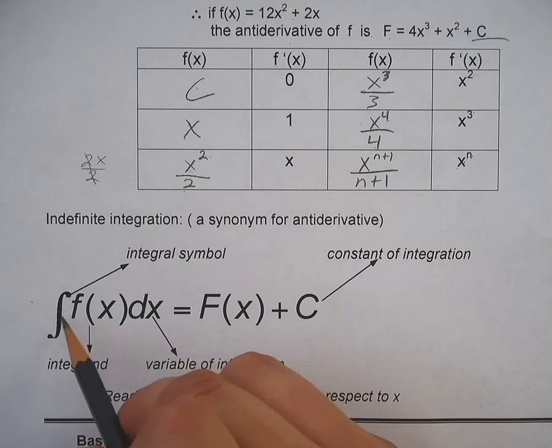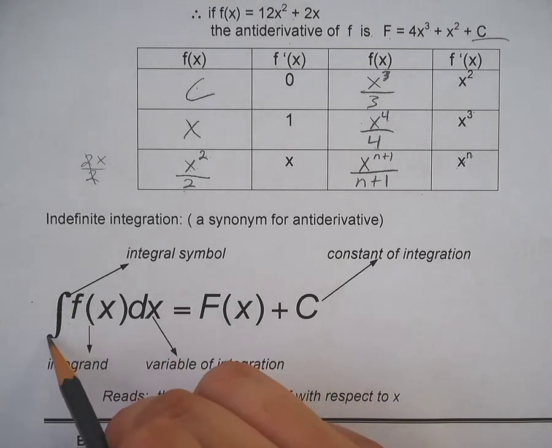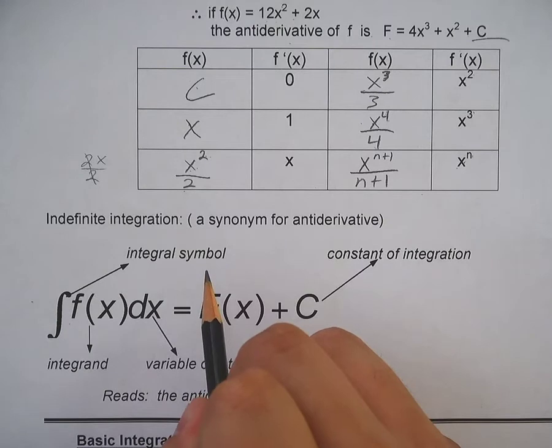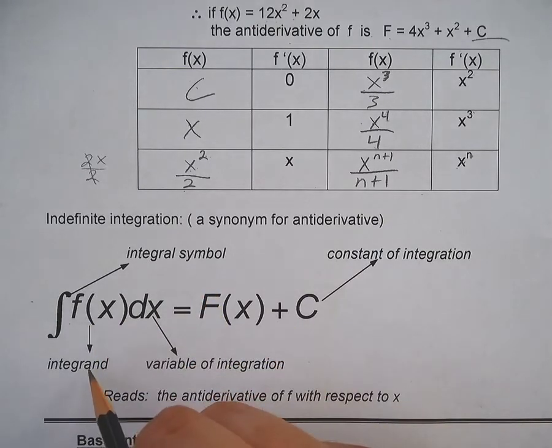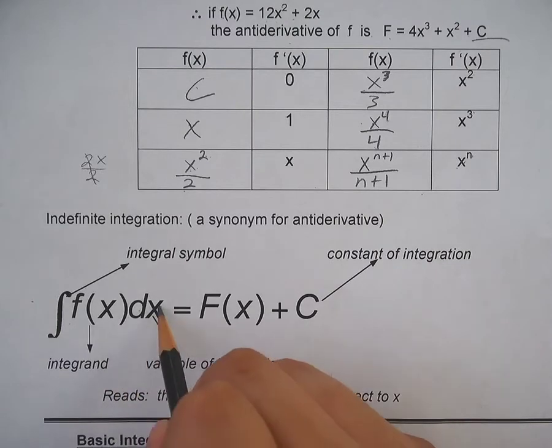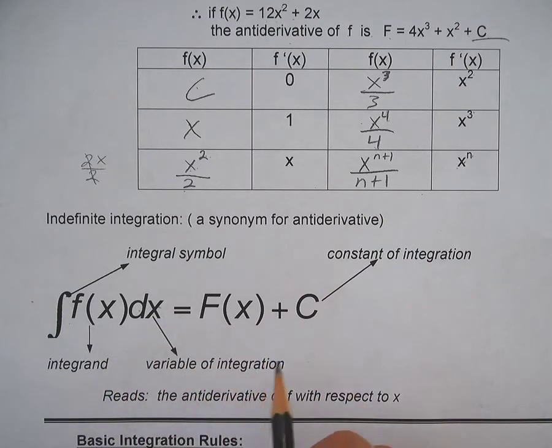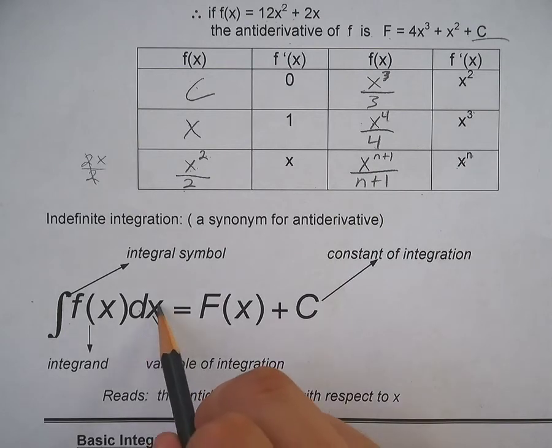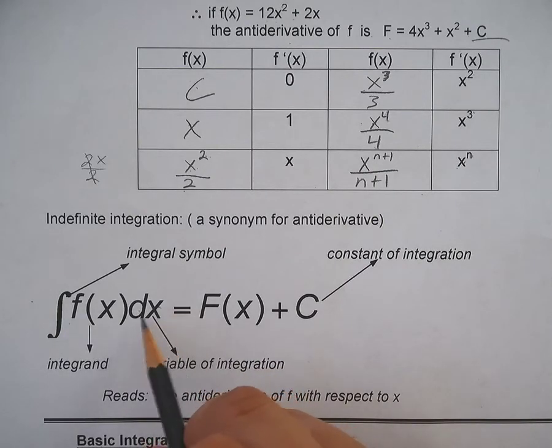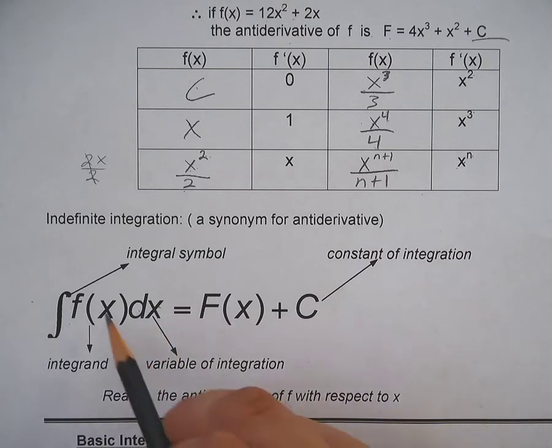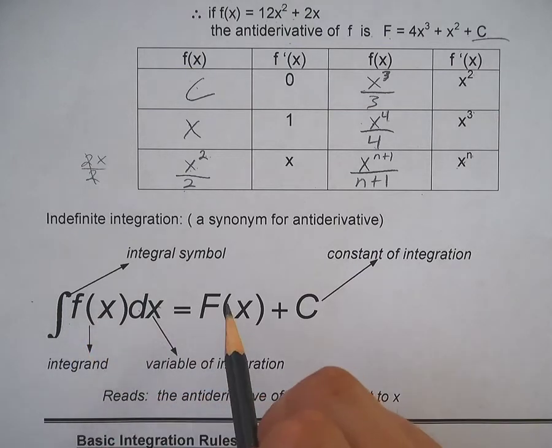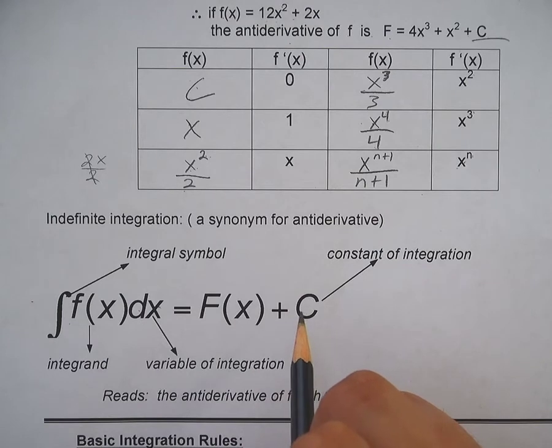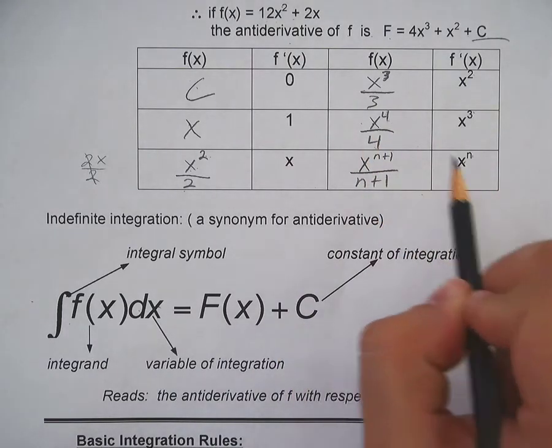And it starts off, just a little naming here. This big, long, stretched out S-looking figure is the integral symbol. F of x, the function you're integrating, is called the integrand. D of x is the variable of integration. This is with respect to x, kind of like when you took the derivative with respect to x. This is where that comes from right here, the dx. So the integral, or the antiderivative of f, ends up being capital F plus c. And capital F comes from this guy right here.